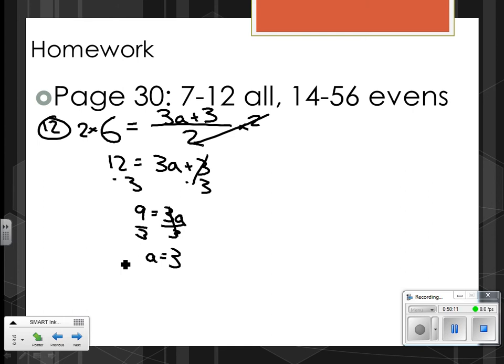I could have used the 2a, the 4, and the 2 instead. There you go. So the rest of the time is yours. You get about 20 minutes to work on it.